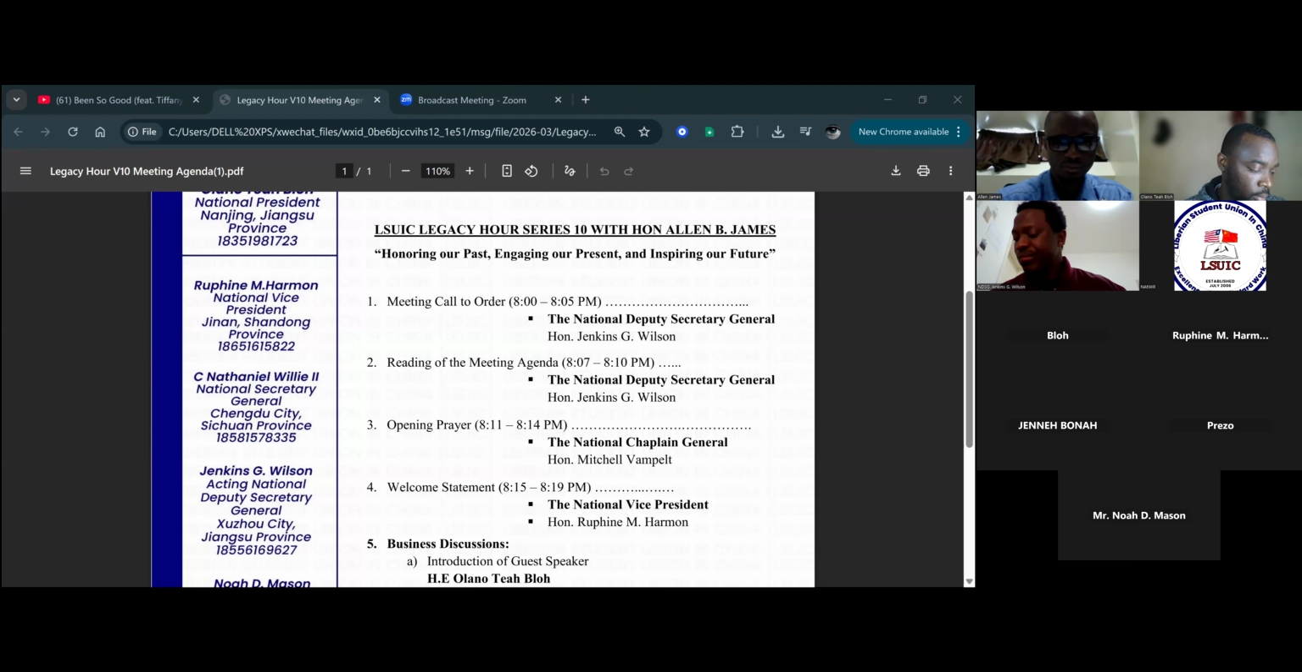And today we are so glad to have been joined by President Emeritus Alan B. James. It's my first time seeing him today. I've heard about this name on so many occasions. People have a lot to say about him, but I'm glad to at least sit down to hear some of the things that he did during his time of service to LSUIC.